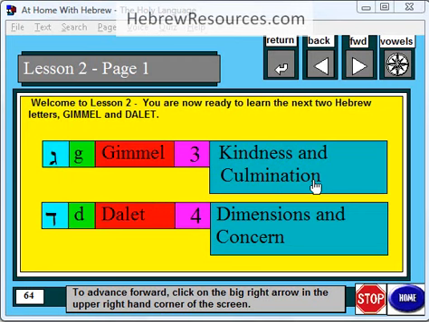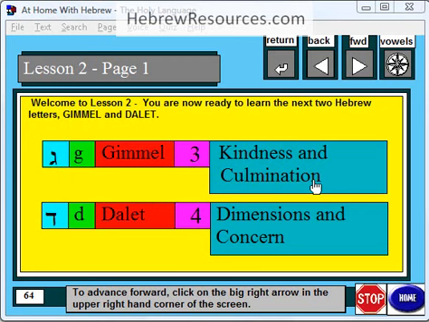In this lesson, we will introduce two new letters, Gimel and Dalet. And just like the first letter of each word, that's how they sound. So G for Gimel and D for Dalet. G is the third letter of the alphabet and has the number 3 associated with it. Dalet is the fourth letter and has the number 4.